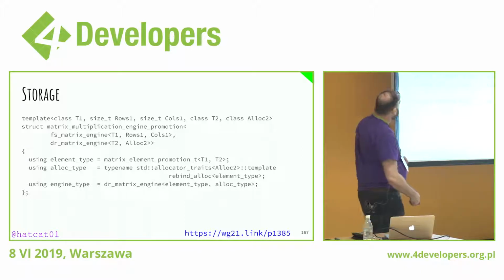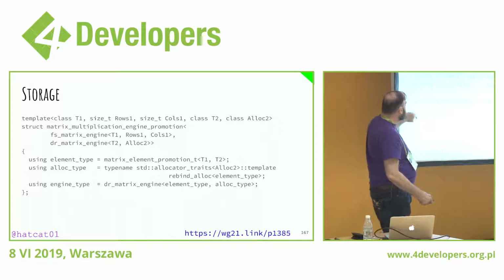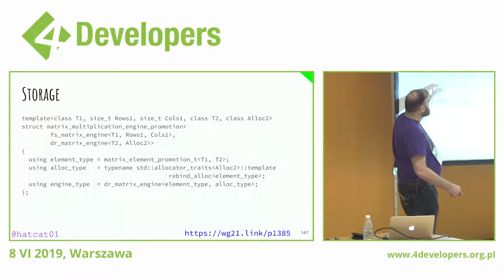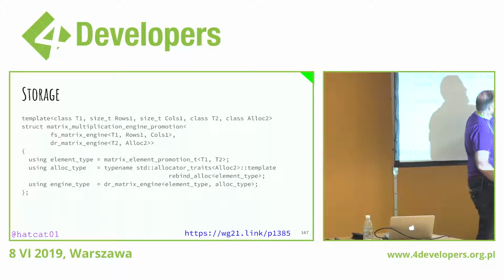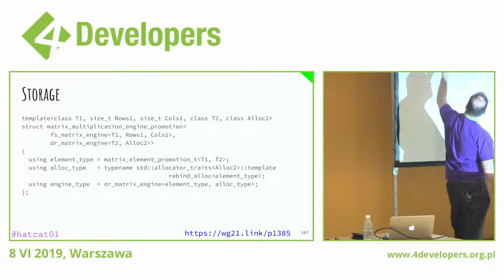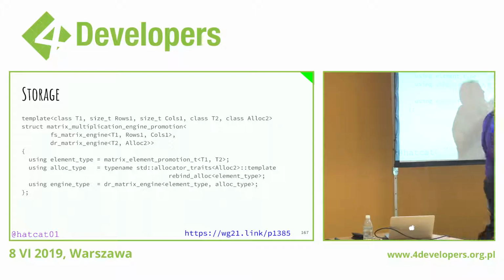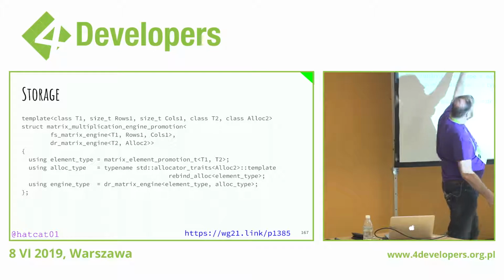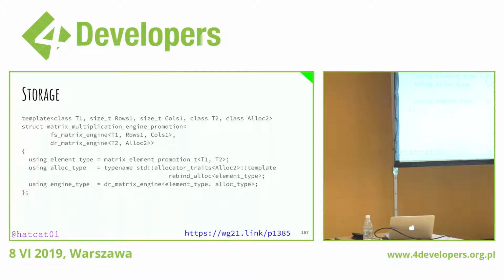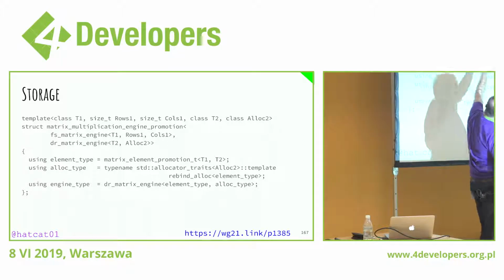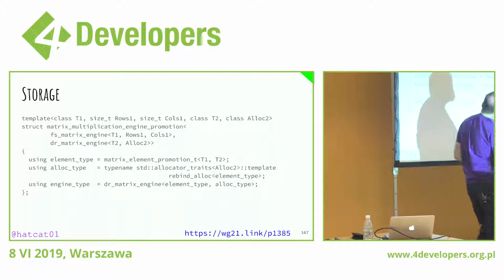Sorry about that. So here's an example of what it might look like. We'll need an allocation. We need an element type, which tells us what the element promotion is between the two matrices. Here we are, first type and second type. So this would be an example for a fixed size matrix times a dynamic matrix, where we have an element and an allocator, and we have a type and a fixed size, number of rows and columns.